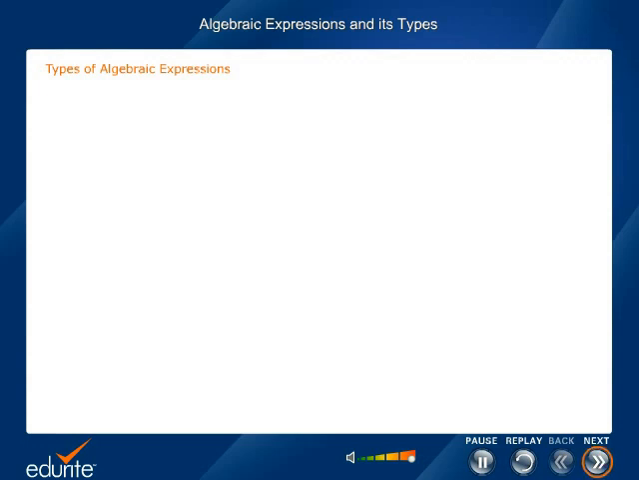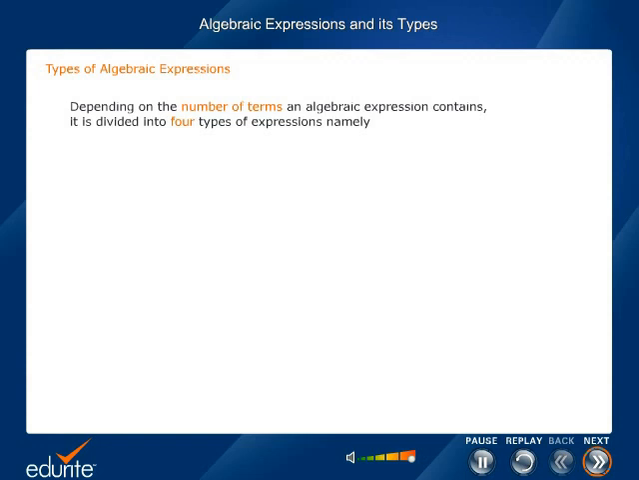Various types of algebraic expressions. Depending on the number of terms an algebraic expression contains, it is divided into four types of expressions, namely monomial, binomial, trinomial, and polynomial. Monomial.